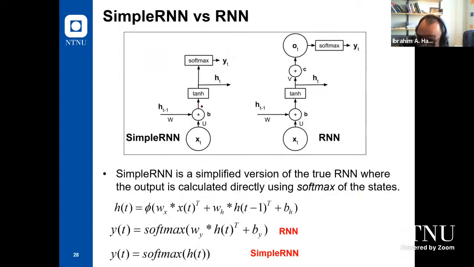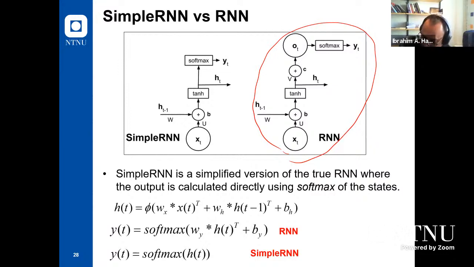So the difference between simple RNN and RNN. In RNN, this is the standard model, right? The output here is a softmax of hidden to output, but here the output will be softmax of the states directly. You just calculate softmax of the states to calculate the output. So simple RNN is a simple version of RNN.